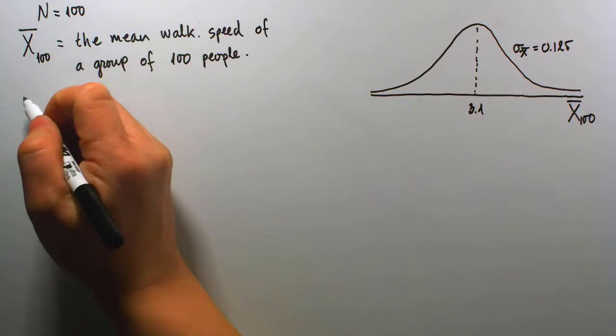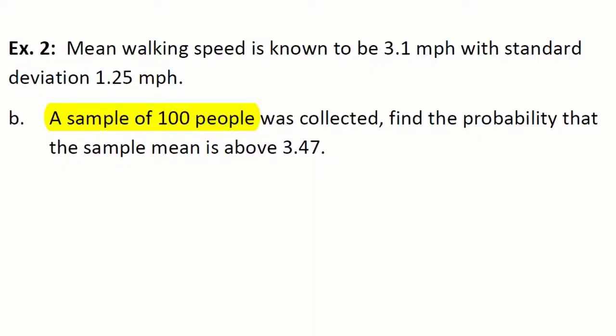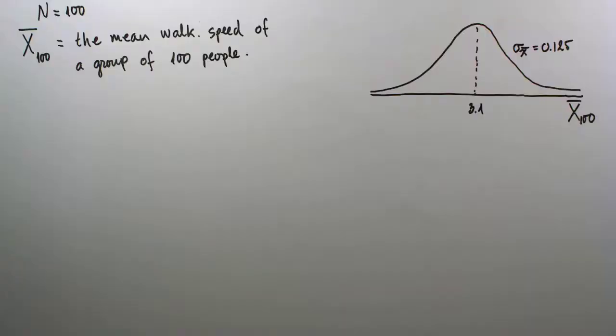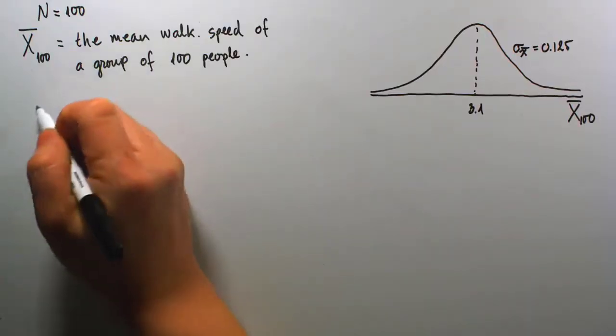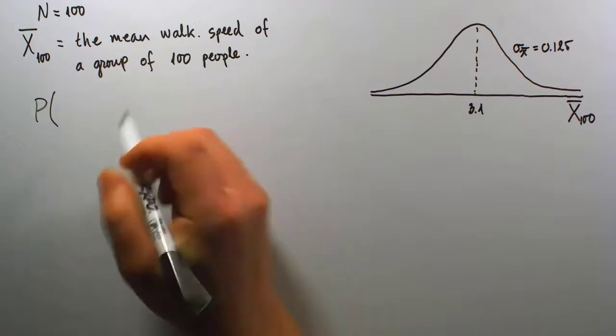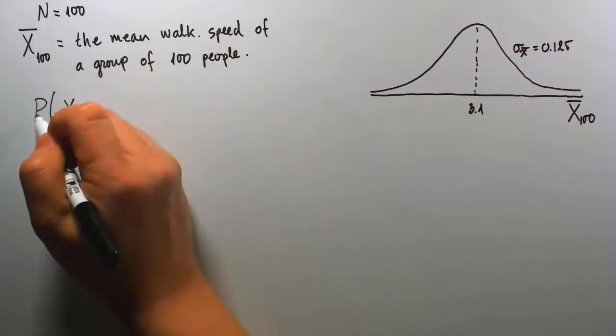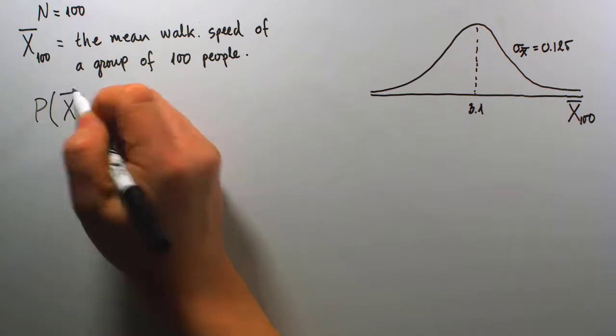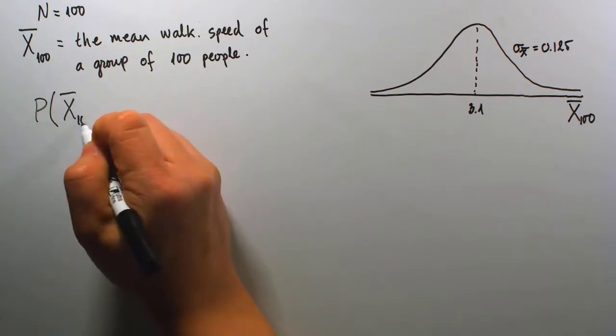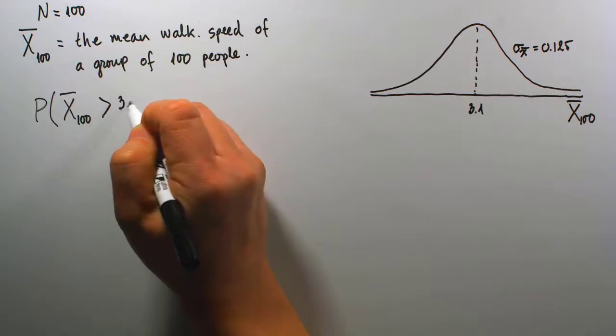So the entire purpose of this problem now is that, back in the wording, find the probability that the sample means, anytime we pick a sample of 100 people, the sample mean of that sample is above 3.47, and of course 3.47 miles per hour for walking speed. And so that means now it makes perfect sense that, as a symbolic statement, we're looking for capital P in parentheses X bar 100 being above 3.47.